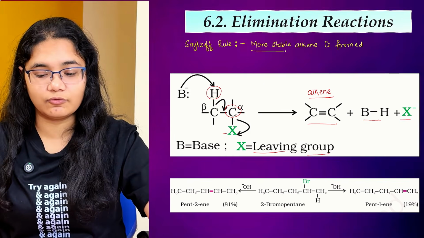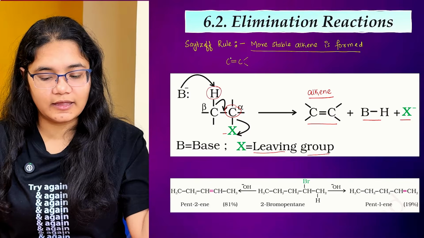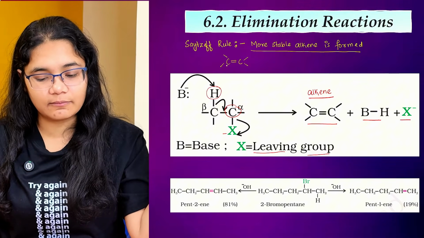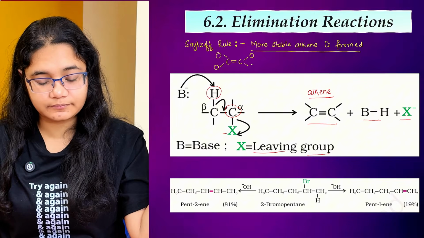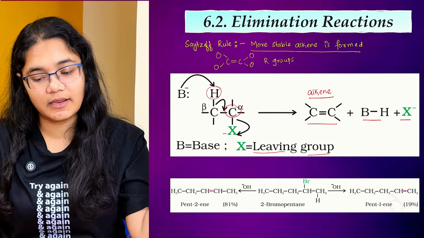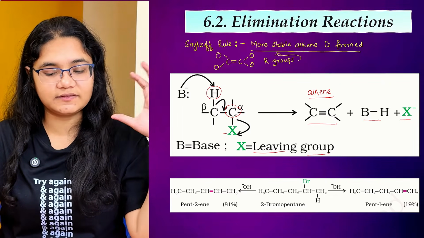Now what I mean by more stable alkene is formed, that means if you see one alkene, it will have 4 bonds beside it. So if beside this double bond there are more R groups, then it is more stable. Okay, let us understand this with an example.